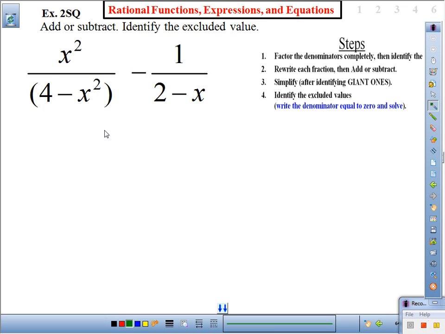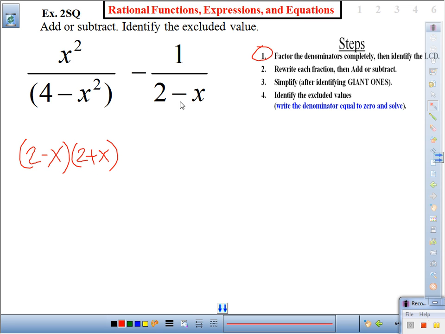All right. Do we have a common denominator? No. Now at this moment, we have to factor the denominator. So let's see, what are the factors for this one? Isn't it difference of squares? Yes. 2 minus x and 2 plus x. Is there a GCF here other than 1? No, I just write 2 minus x.